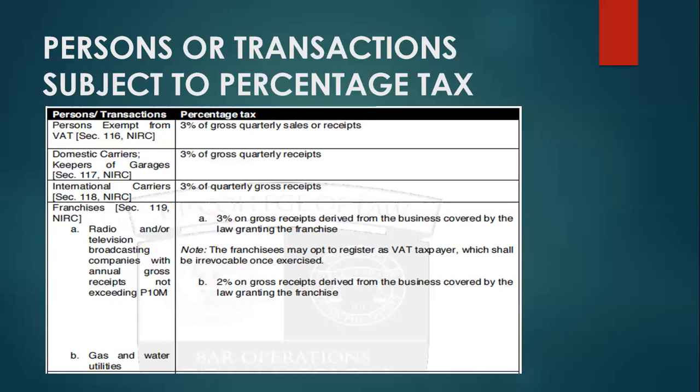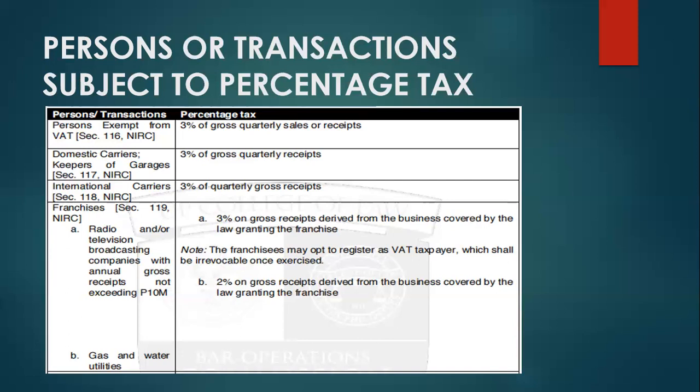So for international carriers, that is also 3% of gross receipts, but take note, it is provided in Section 118. International carriers doing business in the Philippines, on their gross receipts derived from transport of cargo from the Philippines to other countries. Take note, transport of cargo. So passengers is not covered. Only cargo, subject to 3% quarterly gross receipts.